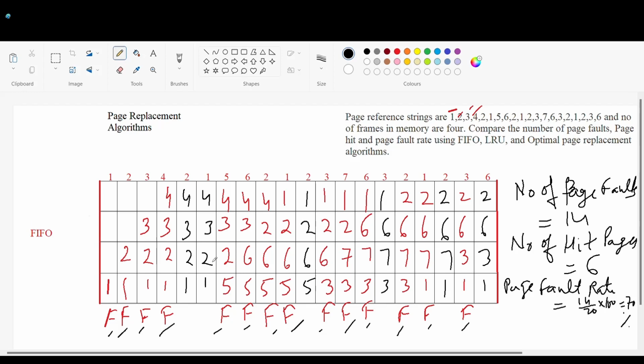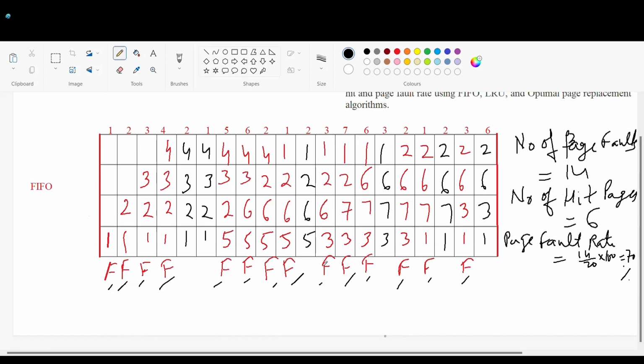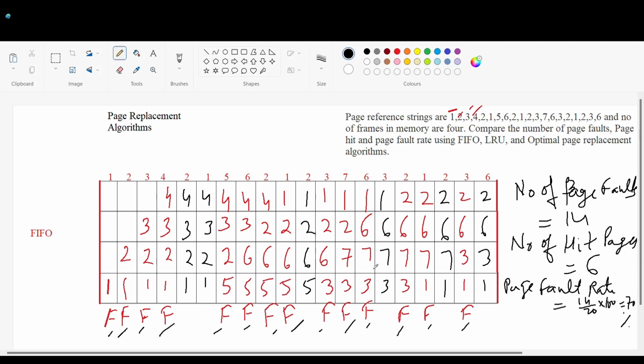So this is the FIFO algorithm, first in first out algorithm. I hope you all understand this algorithm. Now I'm going to solve it by another algorithm that is called the LRU algorithm, least recently used algorithm, right? According to this algorithm, you will replace the page that is not used for the longest period of time. Clear?